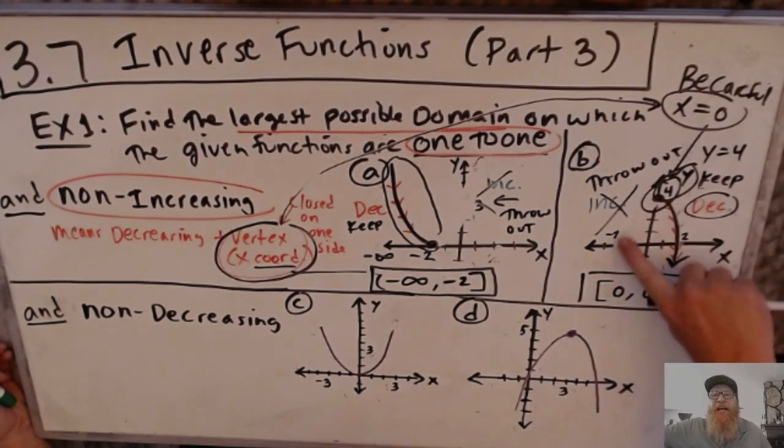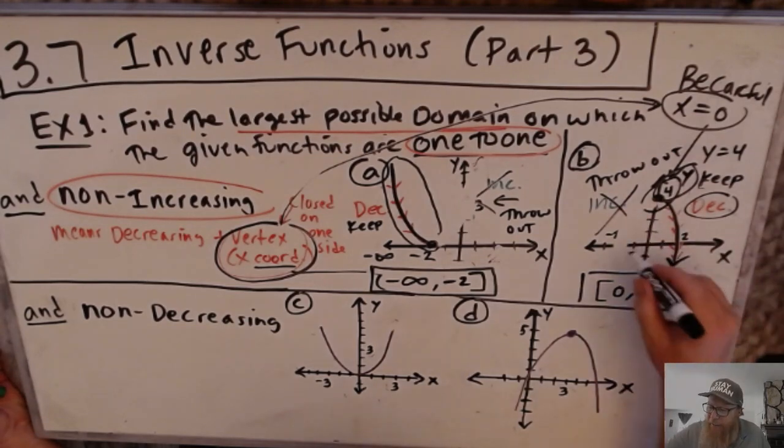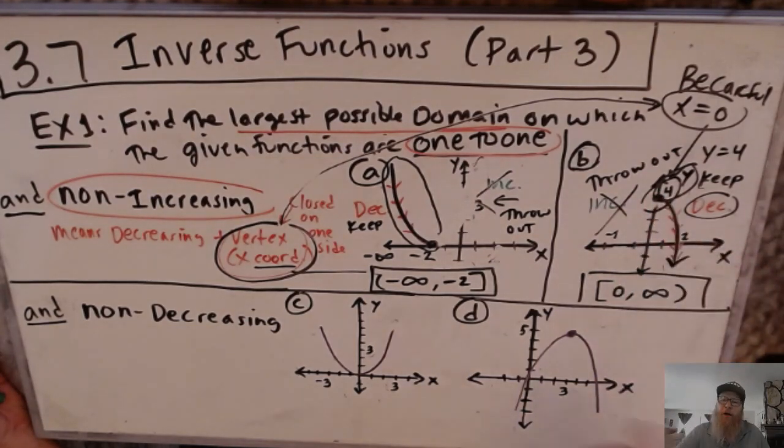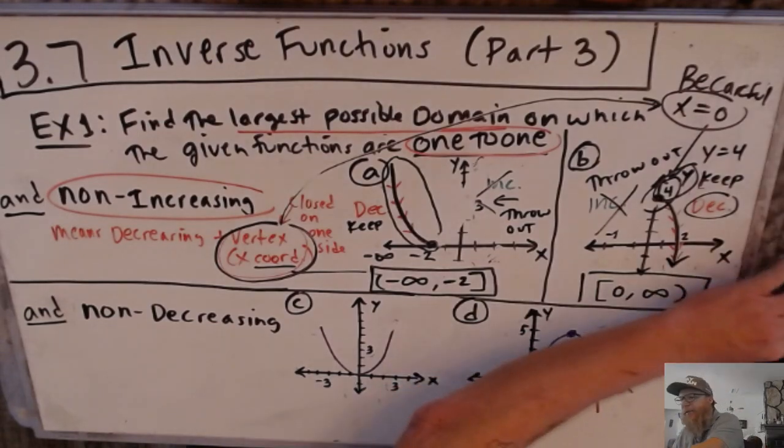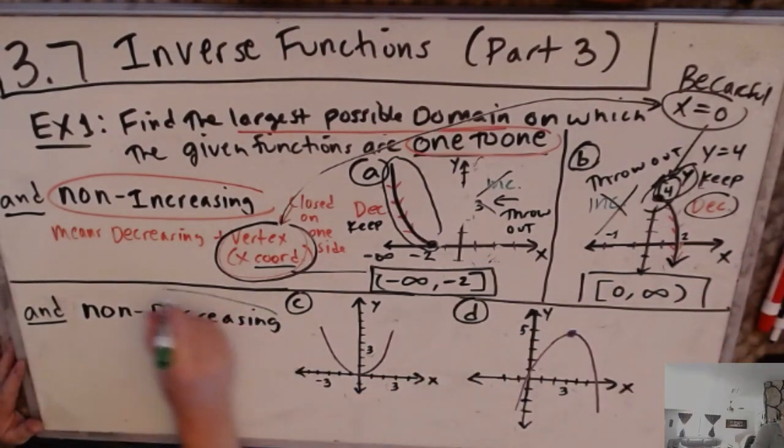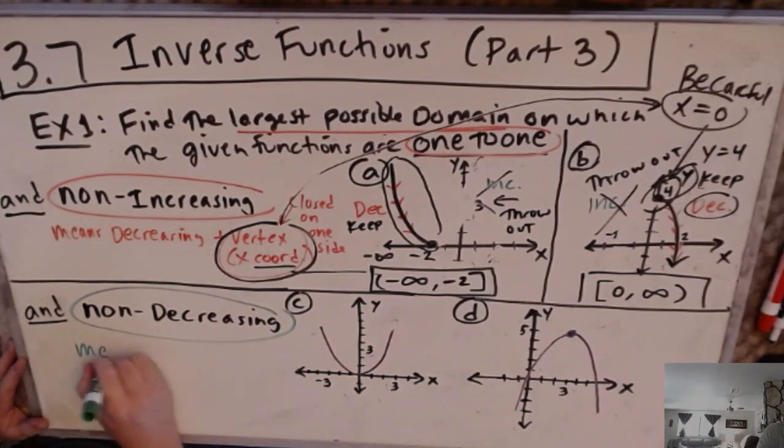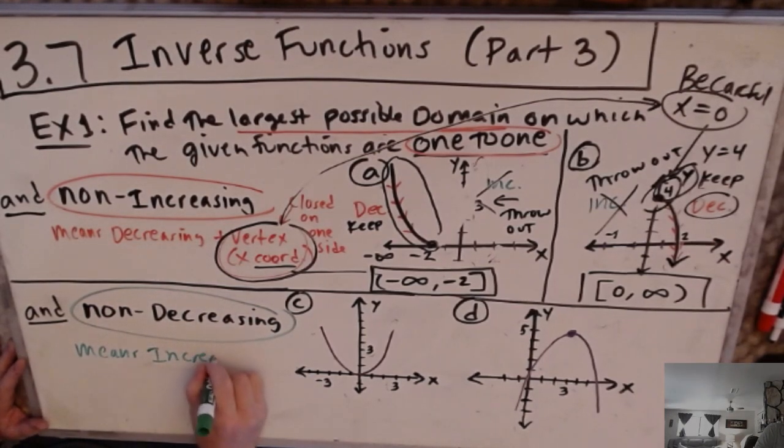If you keep the left-hand side, it won't be one-to-one. So that's why I erased it. So it's basically a truncated or a restricted function. It cannot go all the way to negative infinity. It can only go towards positive infinity. Okay, so these two graphs are both non-increasing. Very similar logic, non-decreasing. Non-decreasing means increasing plus the x-coordinate of the vertex.